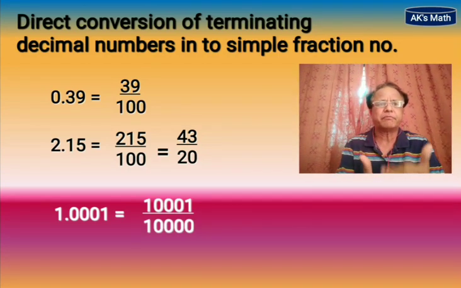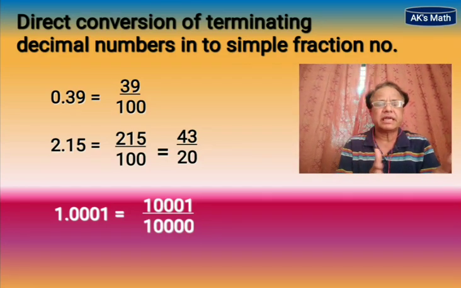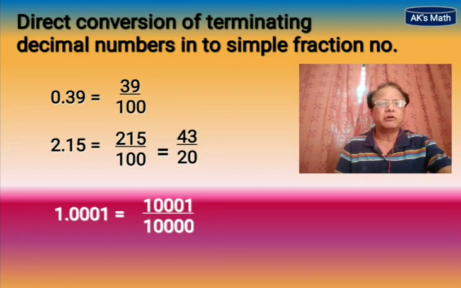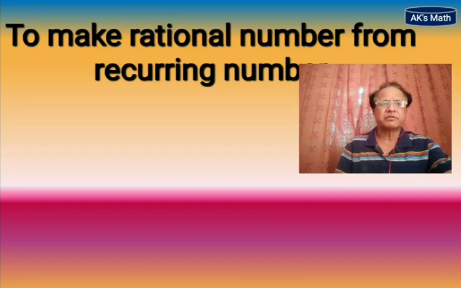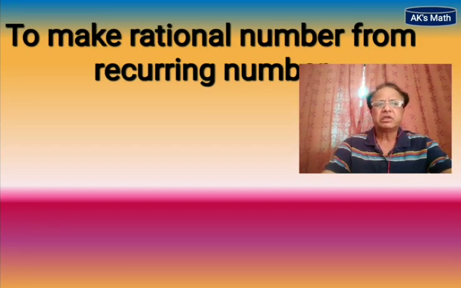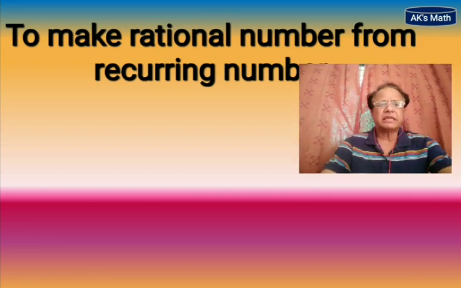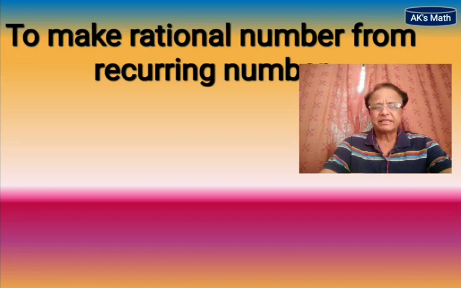means in the form of p upon q. Now we want to learn the exact reverse procedure of how to convert the non-terminating decimal fraction numbers into rational numbers, means in the form of p upon q, to make the rational numbers from the recurring numbers. For that we have to learn some examples. Look at some examples.